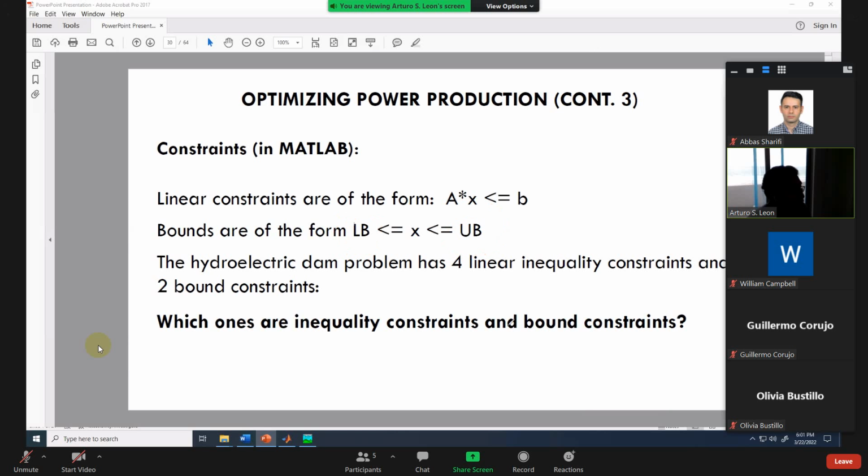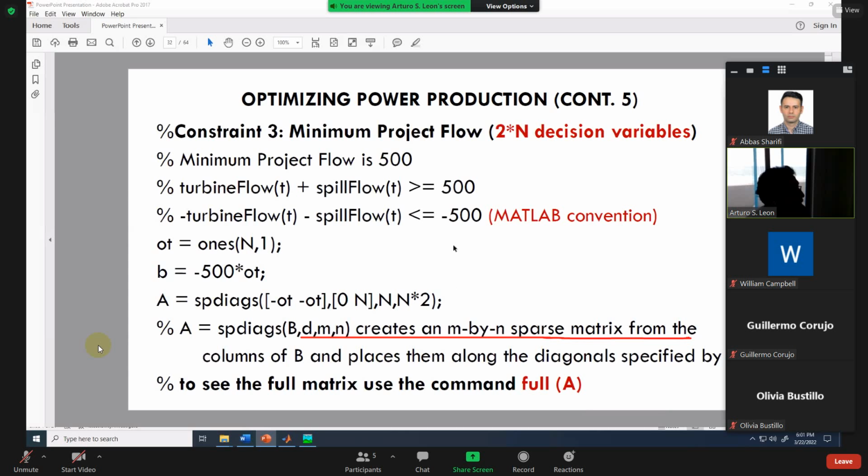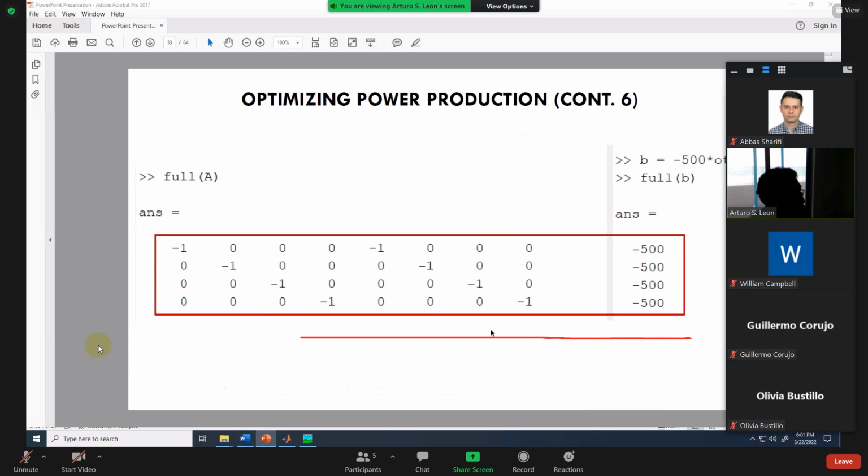I will not talk about this because you know what these are. So here we have those. You can define those. I will not talk about that because you more or less know how to do this. I am simply specifying the constraints in MATLAB. Also, I don't need to talk about that.